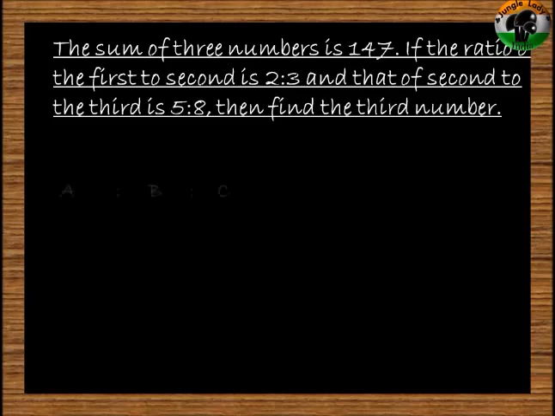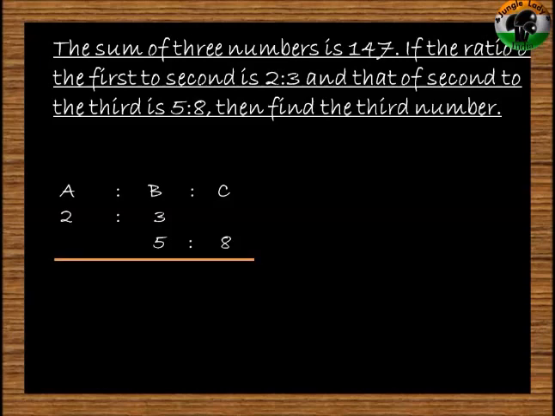Here they have given the ratio of first to second as 2:3, that is A is to B is 2:3, and that of second to third is 5:8. This can be written as B is to C as 5:8. So two different ratios. In the two different ratios we have B as common, right? So now we are going to arrive at a single common ratio for these two different ratios. How to arrive at a single common ratio? Let's see how to do it.